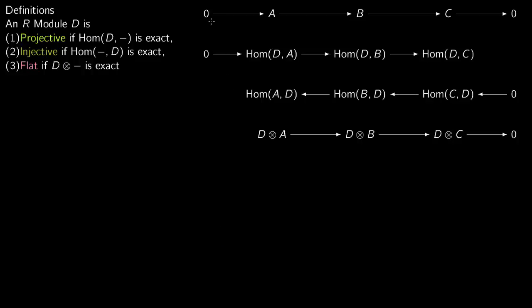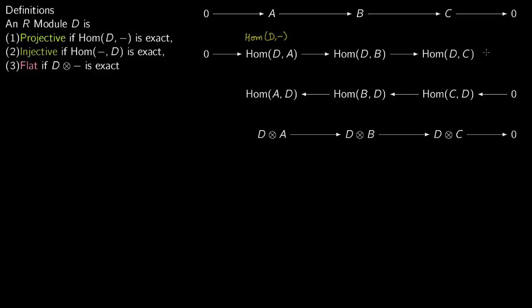So say you have a short exact sequence of modules 0, A, B, C. To this sequence you apply this functor Hom(D, -). So this functor is left exact. This is also covariant. We want to make this functor exact.